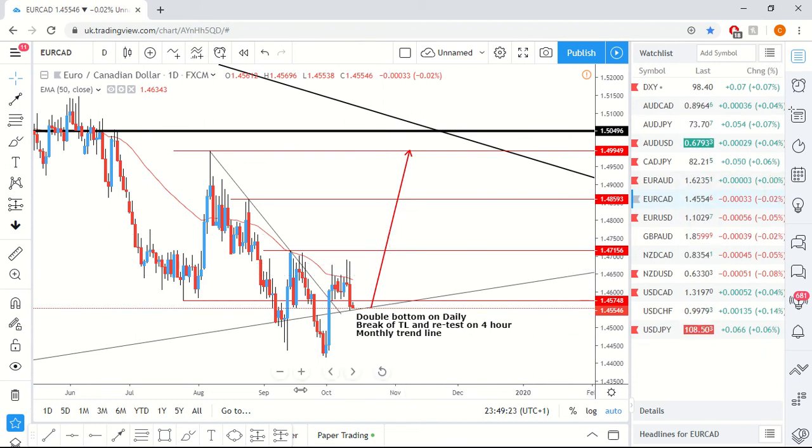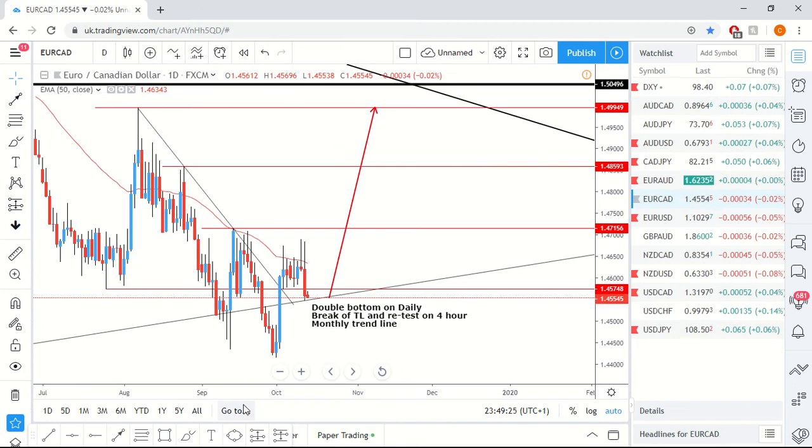So I'm still quite happy with this analysis, similar to last week. It's just looking for price to give us that rejection at this monthly trend line, and push higher.